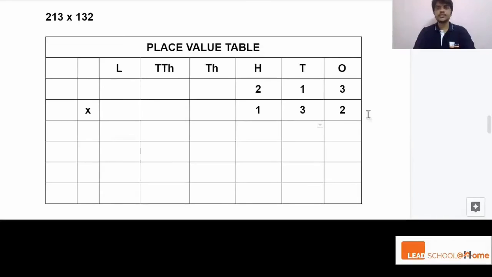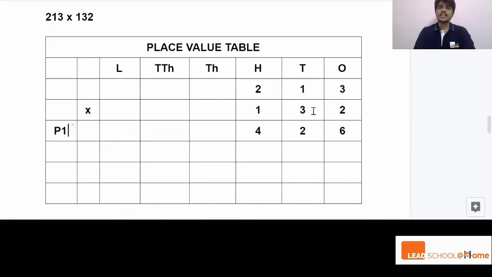My second step is going to be, I will take the ones place of the second number and multiply it with the first number. Ones place of my second number, what is it? 2. I will multiply it with the first number, 213. So how do I do that? 2 into 3, what do I get? I will get 6. Next I will do 2 into 1, I will get 2, and then 2 into 2, I will get 4. Now this becomes my product 1.